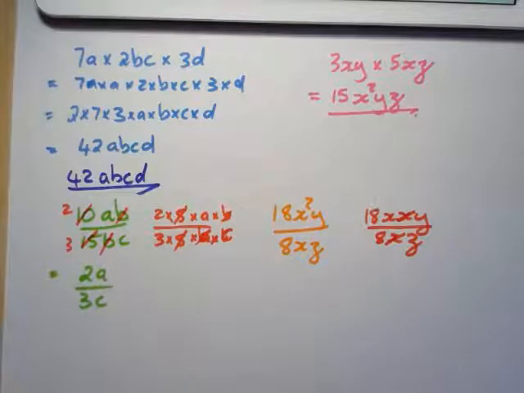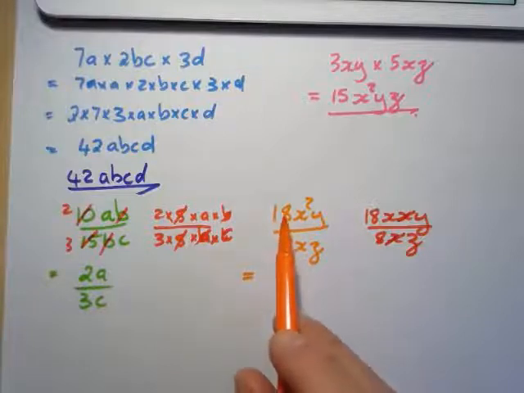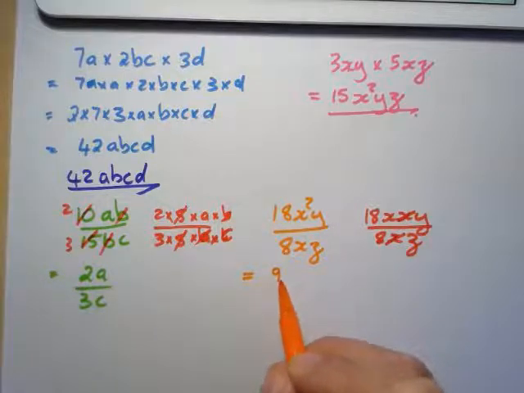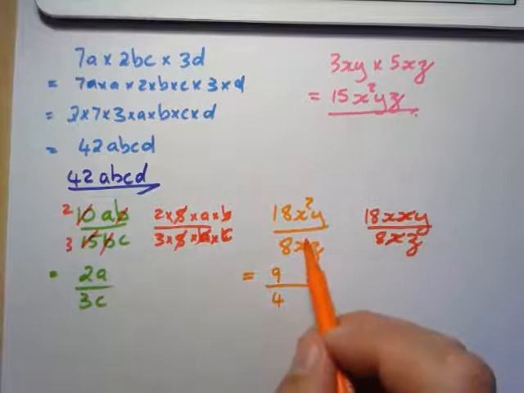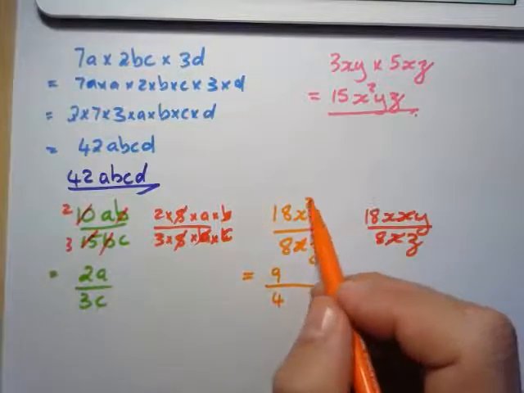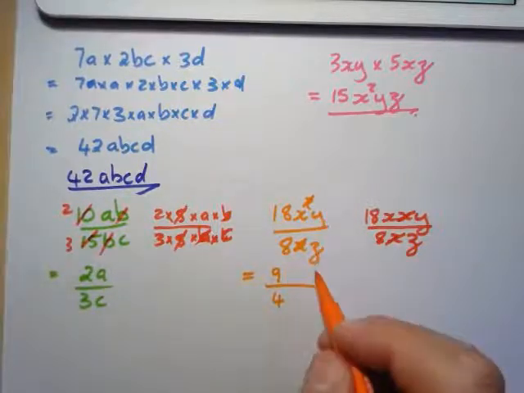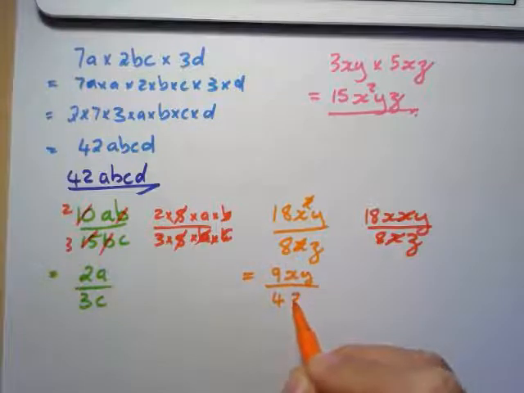So first, for the coefficients, what's the highest common factor for 8 and 18? Well, it looks like 2. 18 divided by 2 is 9, over 8 divided by 2 is 4. There's no common factors for 9 and 4. x divided by itself is once, and the x squared is going to cancel with one of those x's, so there's going to be only one x staying behind. No other common factors can cancel, so this is 9xy over 4z.